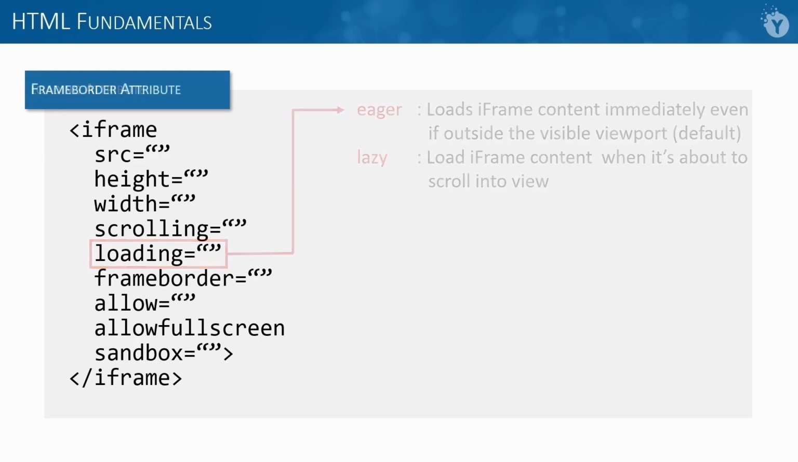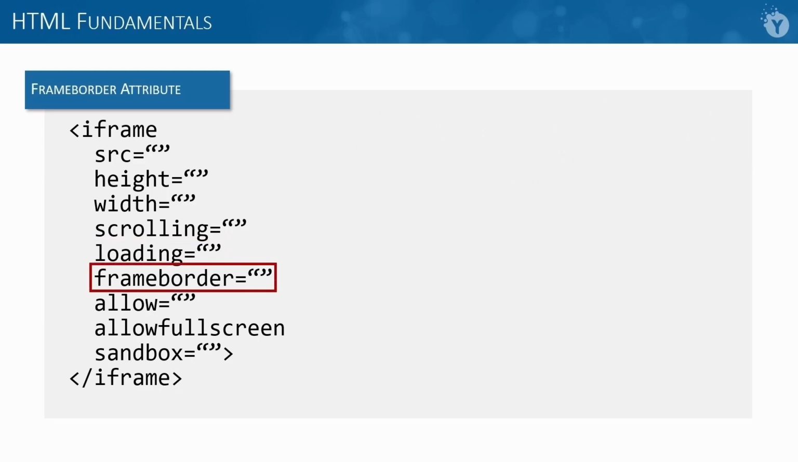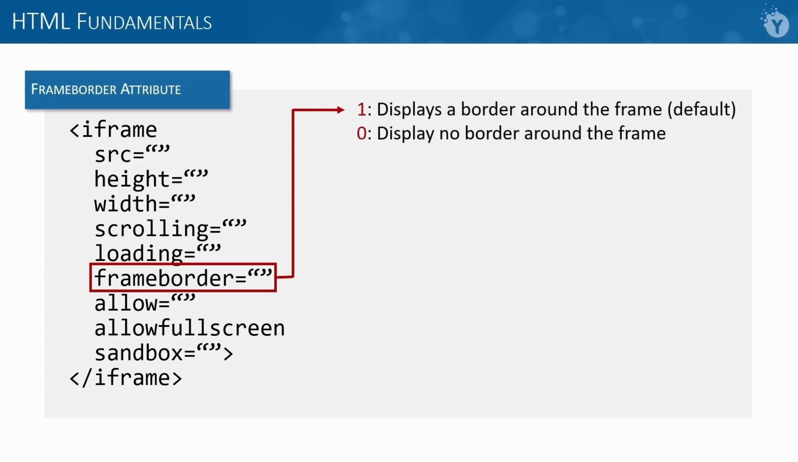Next up is frame border. This is another deprecated attribute, but I'm going to cover it here because many websites still use it within their HTML, and modern browsers do still recognise it. If you ever end up maintaining one of those websites, then you'll definitely need to know about this attribute. It is a fairly simple one though, with valid values of 1 or 0. 1 is the default value and means the iframe will have a border around it.